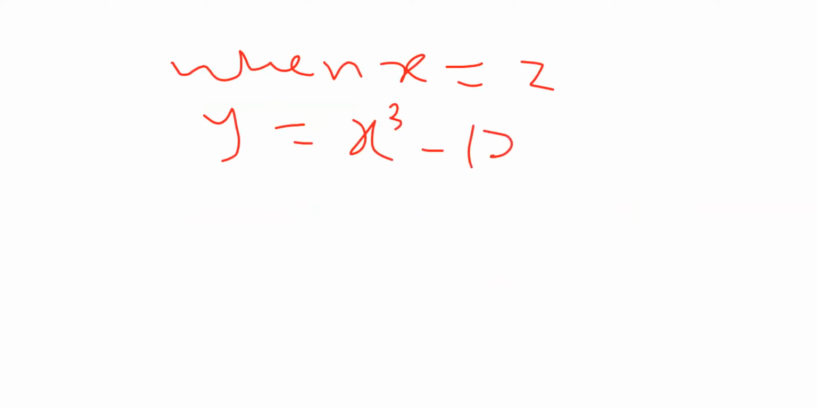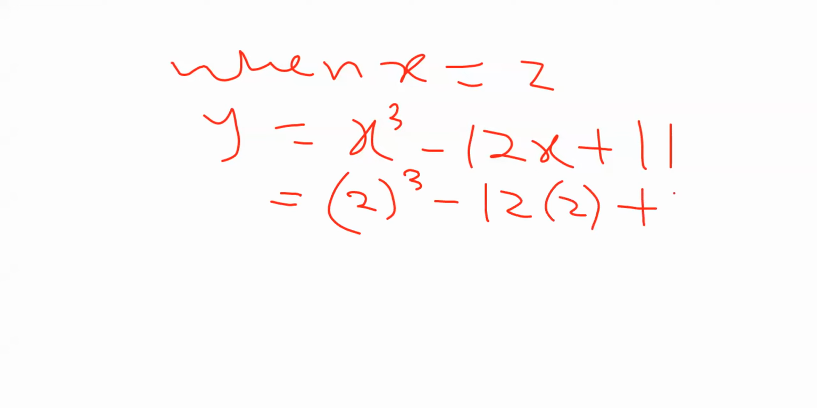When x is 2, y is equal to x raised to power 3. Yes, not 3x. I'm the one that wrote 3x. So that's why, because I was wondering why it would be different. So here is 12 into 2 plus 11. Here is 8 minus 24 plus 11. So is that the one you say got minus 5? Yes. So that one should be minus 16, then minus 5.